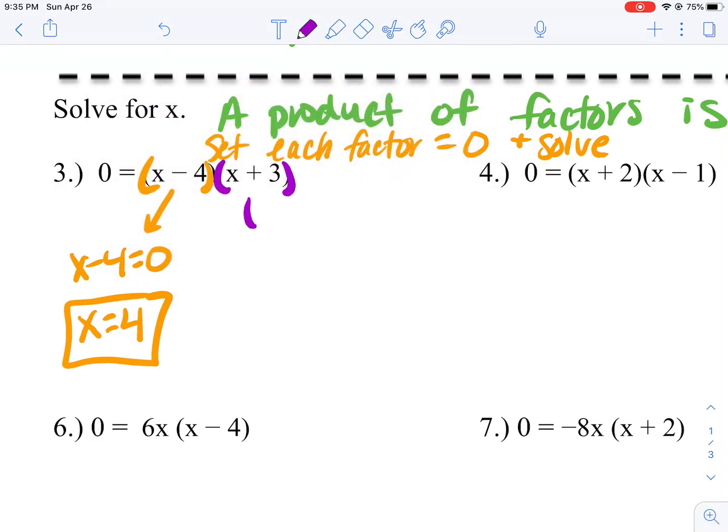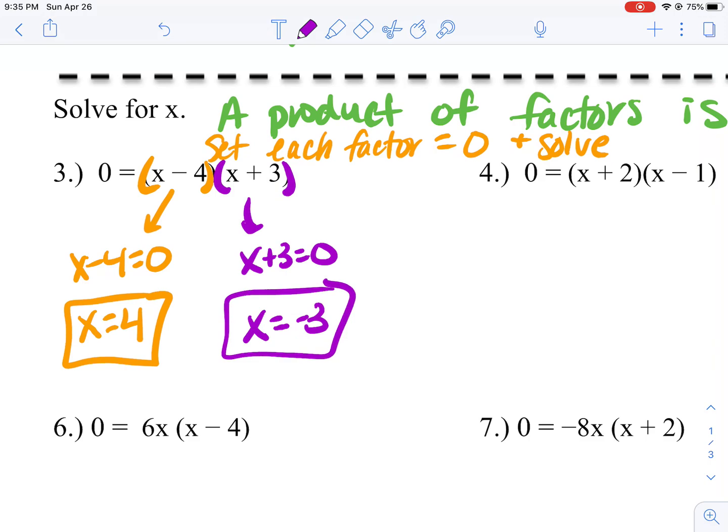And the second factor, go ahead and set that equal to 0 and solve. X is equal to negative 3. So you have two answers, two solutions to your question. And that same idea is going to help us when we are going to be graphing. Okay, so let's just get the couple questions as practice before we move on to graphing.